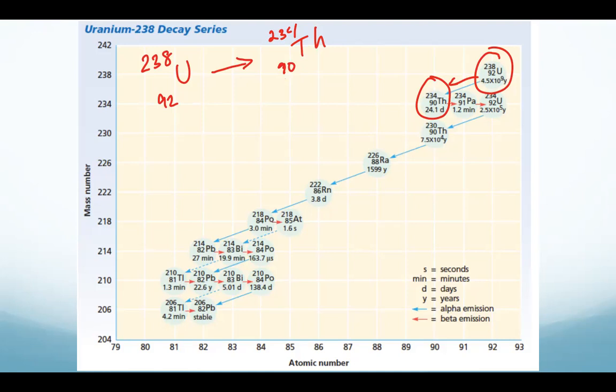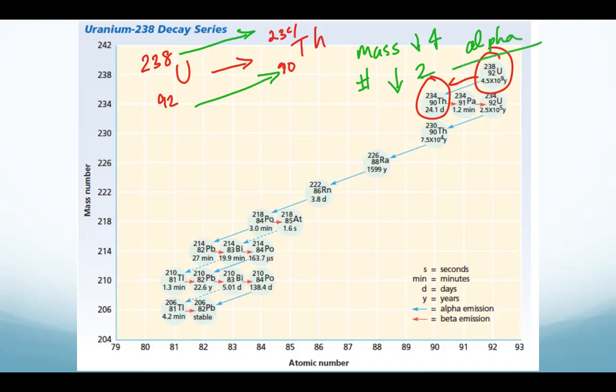Okay, so what you have to do is look at how much the atomic mass decreased by. The atomic mass decreased by 4, and the atomic number decreased by 2. And there's only one type of decay that I talked about 2 weeks ago that matches this kind of reduction in both atomic mass and atomic number, and that's alpha. So it released an alpha particle.